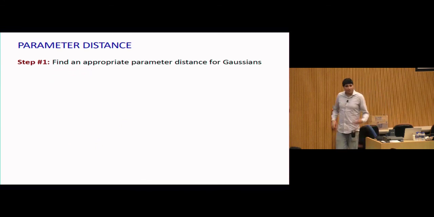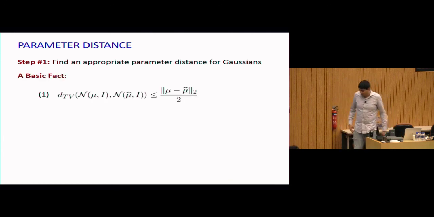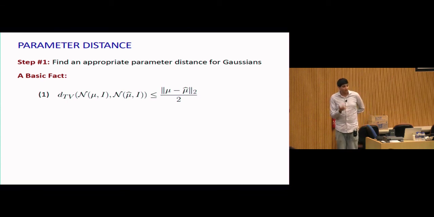But the first step, in this case of the unknown mean, is that total variation distance is a really nasty distance to work with. It's the right one in a lot of senses, but we want to figure out some other way to measure closeness of parameters that's good enough. So we want to find some other appropriate parameter distance which is just as good. And what I claim is that if you have two Gaussians with the same identity covariance, you can bound the total variation distance between them by the Euclidean distance between their means.